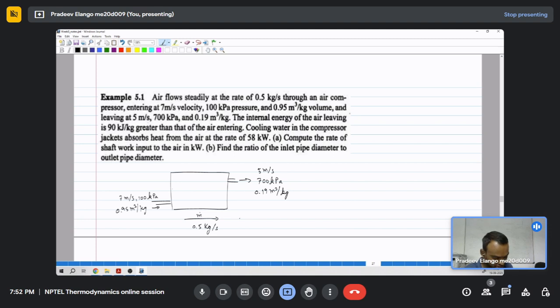The internal energy change between the inlet and the outlet is 90 kilojoules per kg, and some work is done on the system and some heat is lost outside through the cooling water, and that is 58 kilowatt. So using all this, applying the steady flow energy equation, we can get the values.